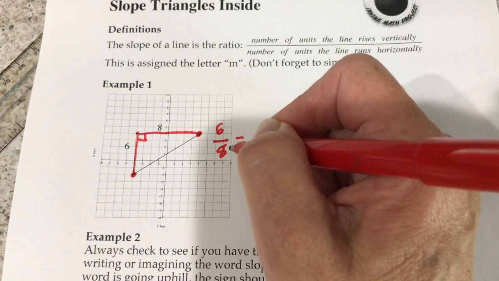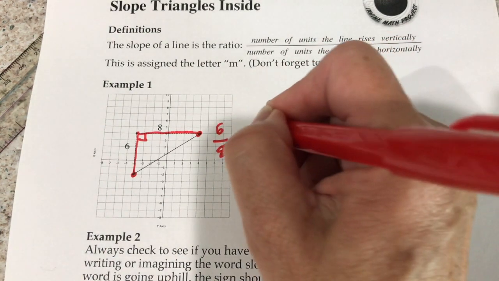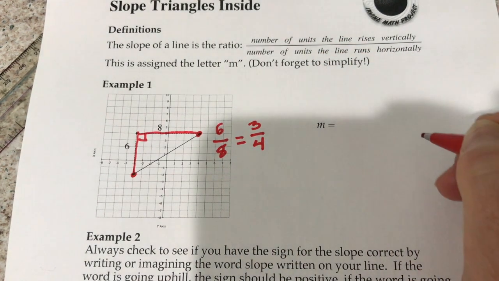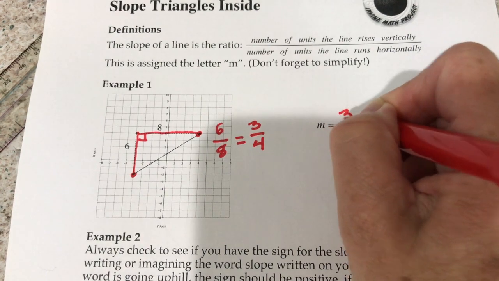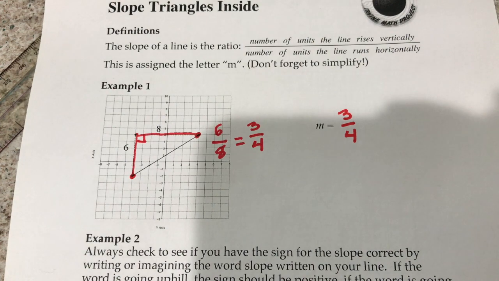Now 6 over 8 can be simplified just like any other fraction. Divide the top and bottom by 2 and I get 3 over 4. So in this situation, m is 3 over 4. That means up 3 over 4. Well, let's check that on the line.